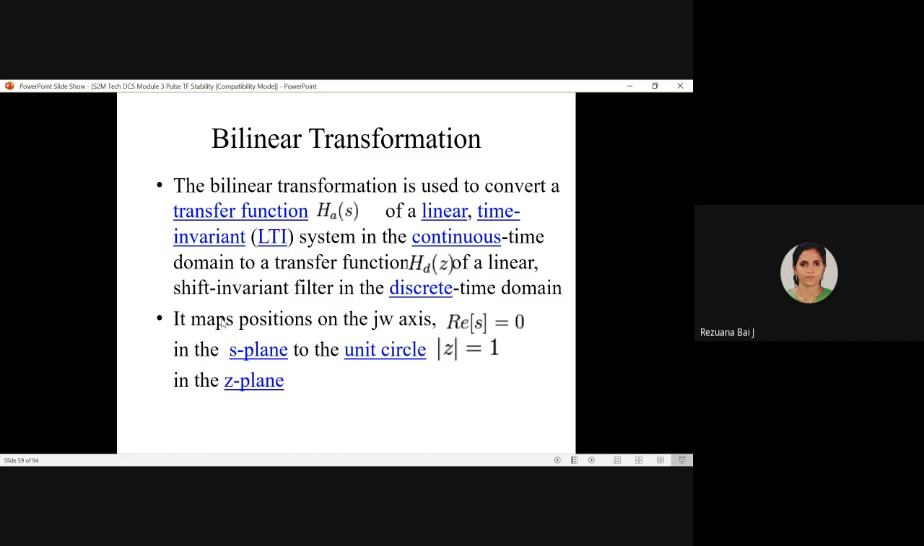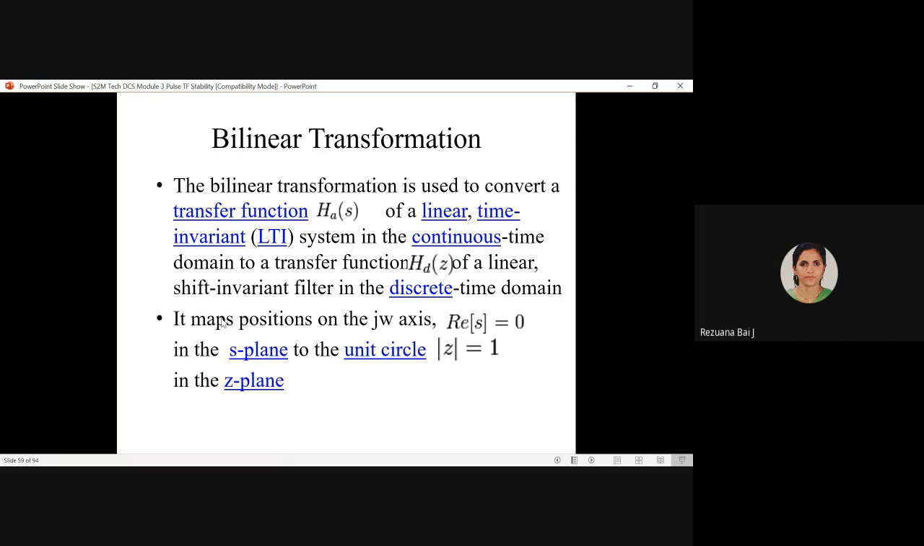So that's what is written. It maps the positions on the omega axis, that is s = jω in the s plane, to the unit circle, that is |z| = 1 in the z plane. So that is done as bilinear transformation.